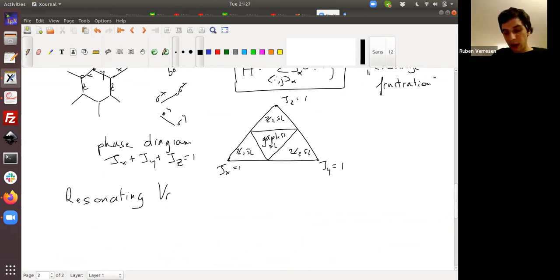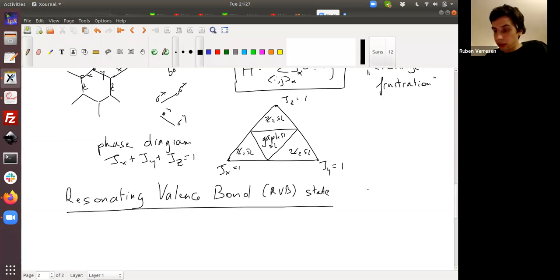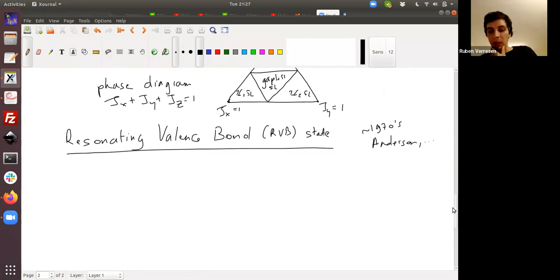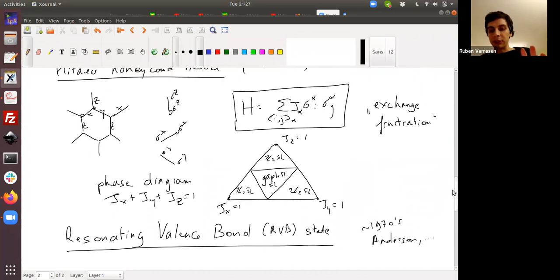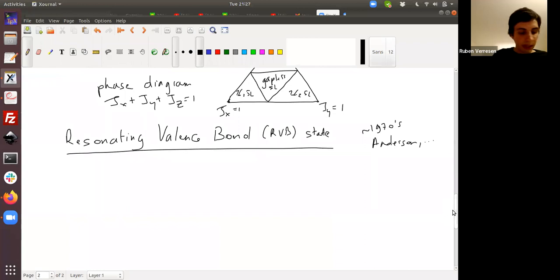In fact, arguably, the RVB state is the first theoretical discovery of a quantum spin liquid. It traces back to Anderson's seminal work in the 1970s. Anderson proposed this idea, but of course, many people have expanded upon this, so let me not even try to put all the names there. It works with an entirely different kind of approach. Kitaev works from this exchange frustration point of view, which all relies on the fact that the Hamiltonian terms do not commute. Now the RVB uses a different thing, which we call geometric frustration.